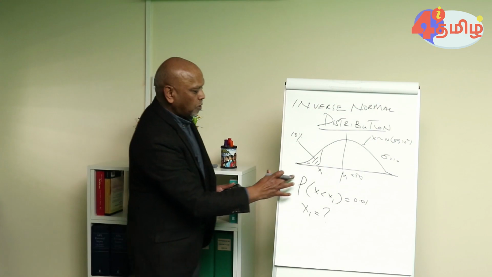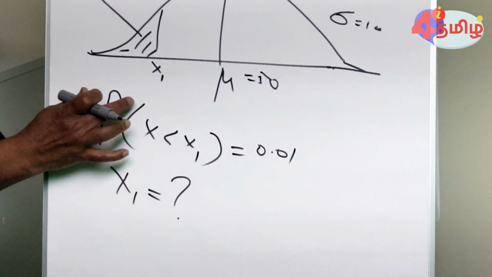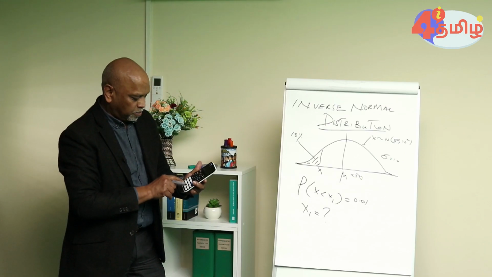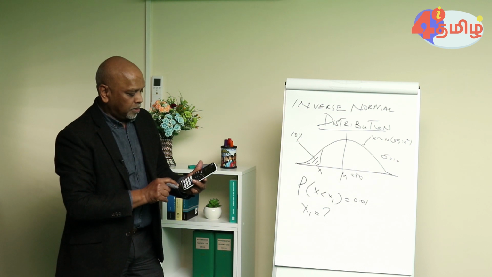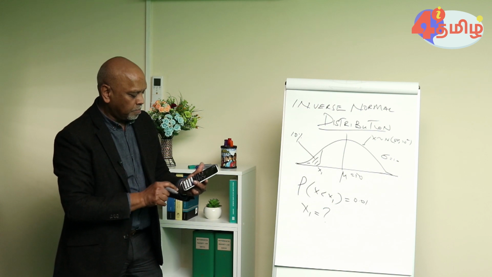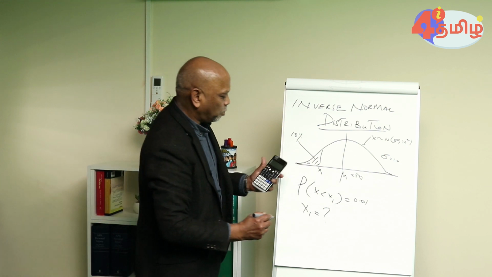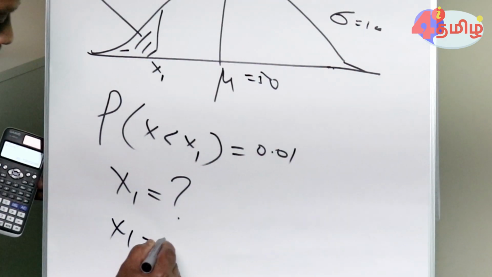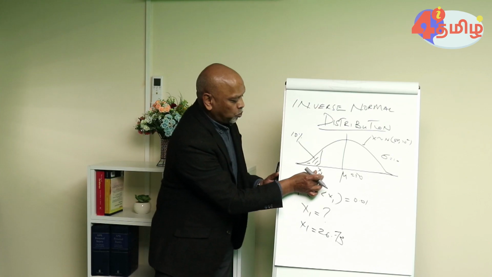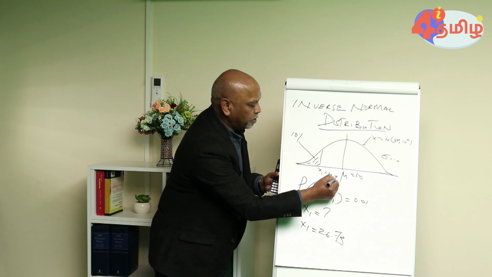And the question is, if the area is 10%, what is the value x? Again, the calculator: the area is 0.10, the standard deviation is 10, and mu is 50, and the value is 37.18. So x1 equals 37.18.